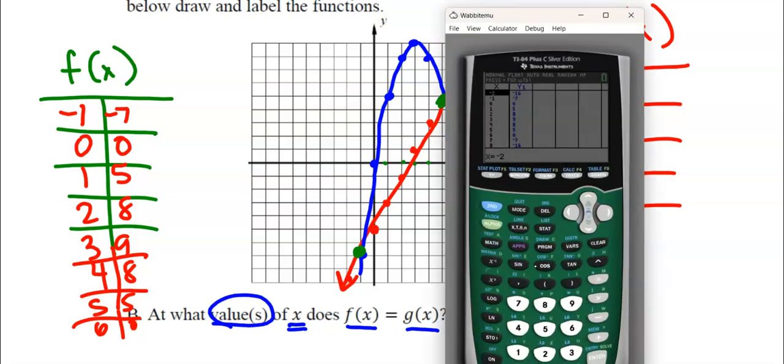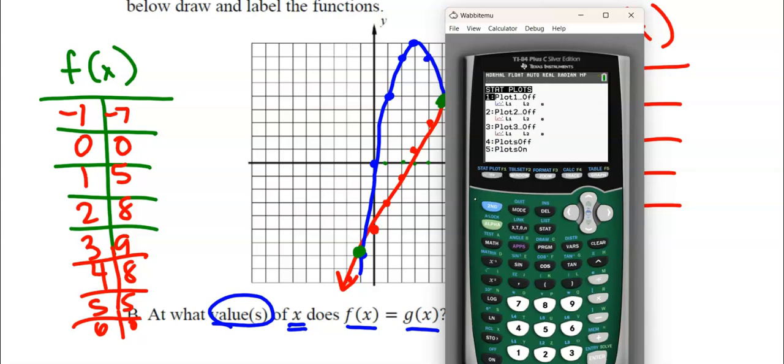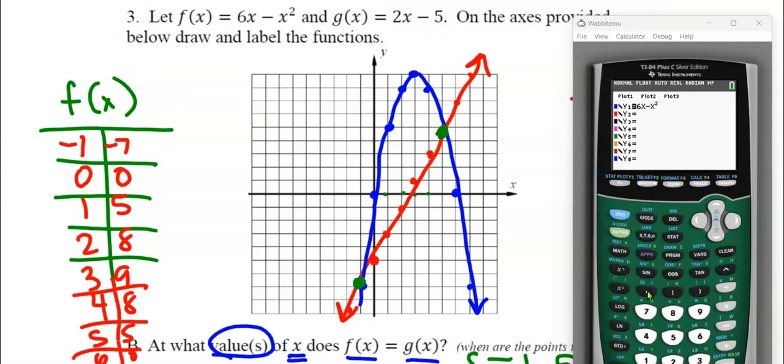Now, if I wasn't sure, I could go to my calculator here. I could type in the other function into the y2 button, which is 2x minus 5. And when I look at the two tables side by side, I'll notice those repeating numbers here. See that? -7, -7, that's a match. And then down here, 5, 5, that's a match. So when do the matches happen? They happen at -1, and they happen at +5.